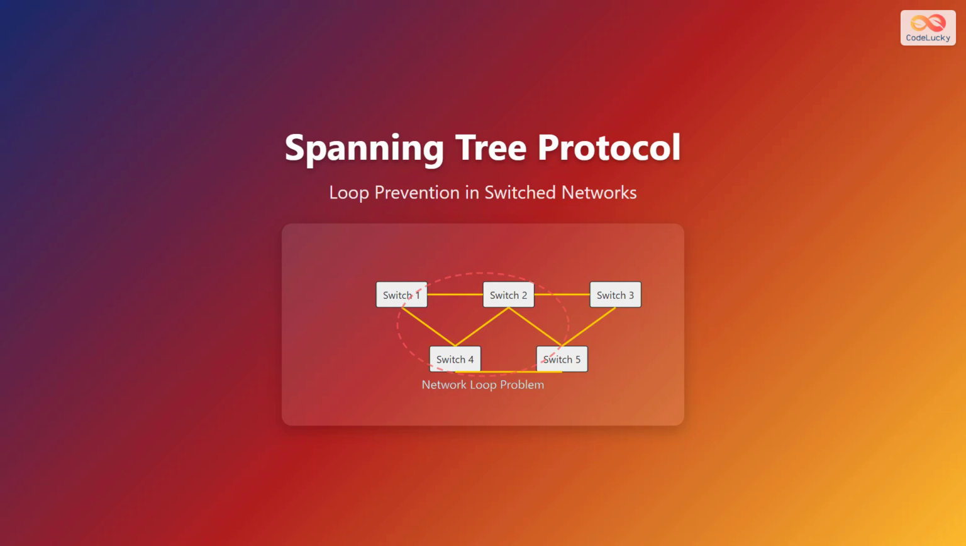Let's explore the spanning tree protocol, also known as STP, a crucial mechanism for loop prevention in switch networks. This presentation will guide you through the fundamentals of STP, explaining how it works and why it's essential for maintaining a stable network environment. In the illustration, you can see a typical network topology with multiple switches connected in a way that could potentially create loops.